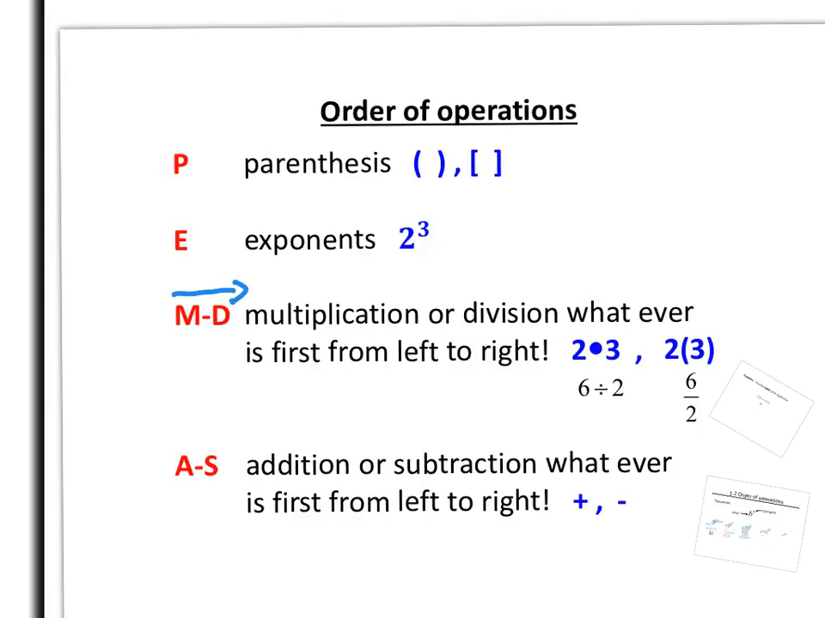For example, if you have multiplication and division at the same time, if you have multiplication on the left side first, you multiply. But if you have division on the left side first, you divide. So you have to be careful when you have those two operations together. Same thing with addition and subtraction. You always want to add or subtract whatever's first from left to right. So if you have addition first on the left side, then you add. If you have subtraction, then you subtract, right? So what do I mean?